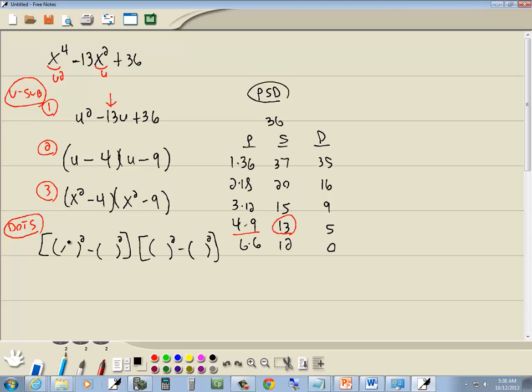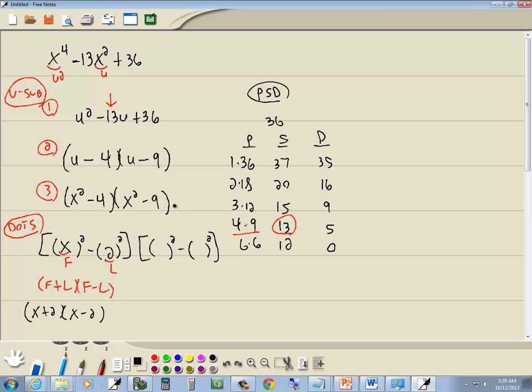x times x gives us x squared. 2 times 2 gives us 4. So I'm going to label what's in my first set of parentheses as F, and what's in my last set of parentheses as L. Our formula for difference of two squares is F plus L times F minus L. So that's going to give us x plus 2 and x minus 2.